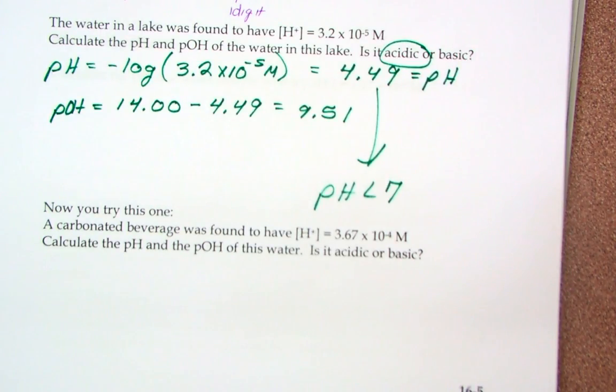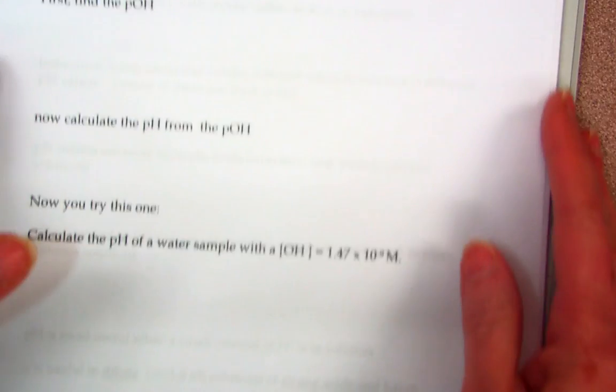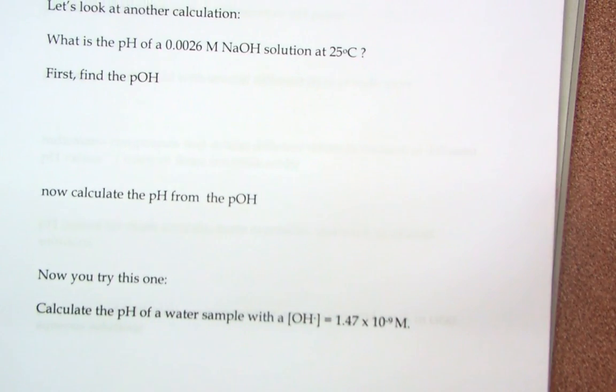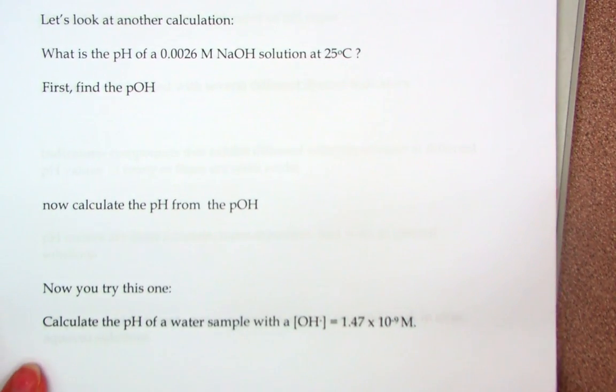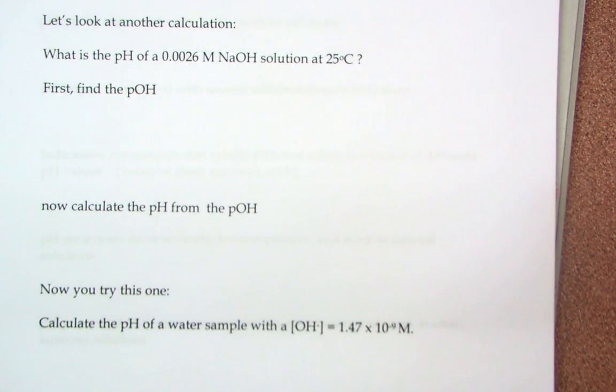Okay, let's look at another situation. This next problem starts to talk about what do we do when we're actually trying to find the pH of something in a chemistry laboratory. So this is not information where we say the hydrogen ion is this or the hydroxide ion is this. Now we're starting to talk about chemical compounds, and this is where we're leading in the chapter on acid-base behavior and pH. What's the pH of a 0.0026 molar sodium hydroxide solution at 25 degrees?